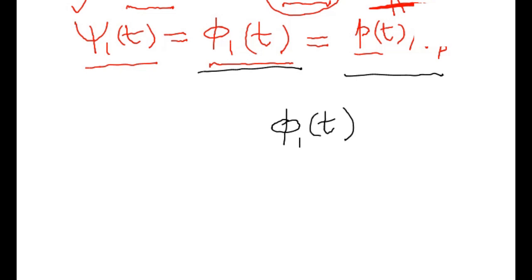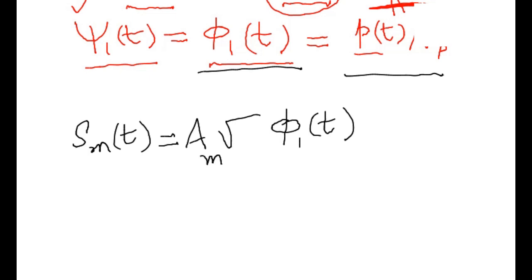So if you want to write your s_m(t) as a scaled version of phi 1 of t, keep in mind you should write it this way. You should write it as the square root of its energy, you have to multiply this thing. So this is the representation of s_m(t) in this basis, using the orthonormal basis function phi 1, right?